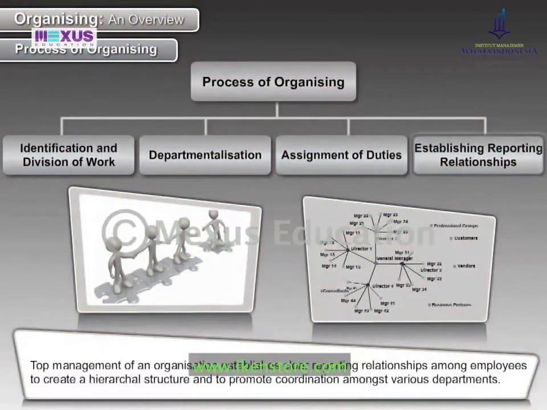4. Establishing reporting relationships. This is a very important job of management, as everybody in an organization should know from whom he or she has to take orders and to whom he is accountable. Top management of an organization establishes clear reporting relationships among employees to create a hierarchical structure and to promote coordination amongst various departments.